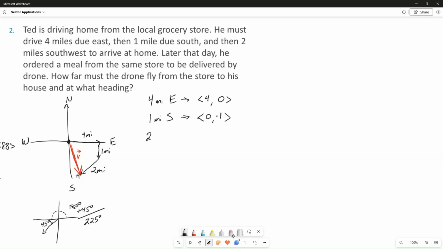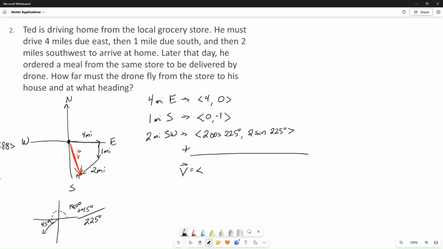So this 2 miles southwest vector is going to look like 2 times the cosine of 225 and 2 times the sine of 225 degrees. So again, if we add those 3 vectors together, we will get the vector that represents the direction that the drone must fly. If we add those 3 together, we will get the velocity vector for our drone. And we can go ahead and use technology to do that.